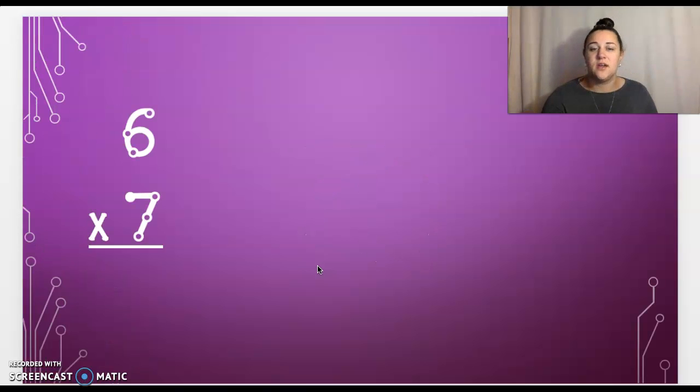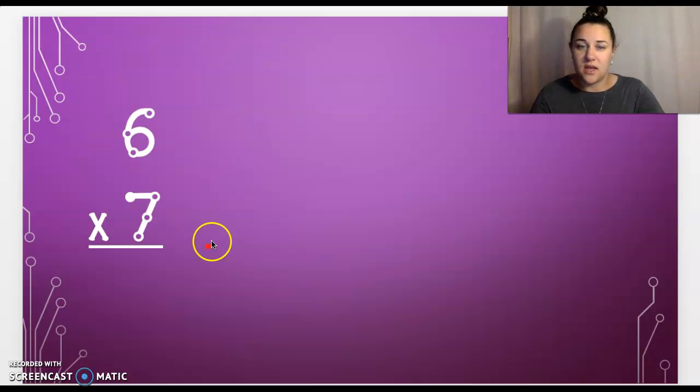So we have here 6 times 7. Now remember, we have our 2 strategies that we could use. We could use our equal groups that I know some of my friends are using, or we could skip count on our touch points, which I know some of my friends are using. So I'm going to show you both. This way everybody has an example of what works best for them, and then you can go work on your worksheets. So let's see, I have here 6 times 7.